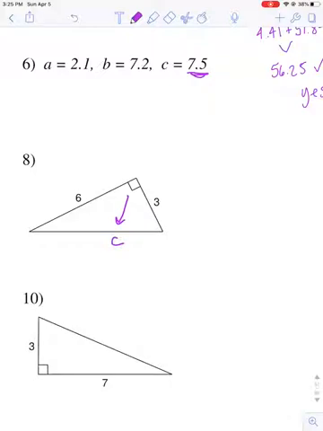So the side across from the right angle has to be side C. It doesn't matter if 6 or 3 is your A and B. It doesn't matter. So A squared plus B squared equals C squared. Since they're telling us it's a right angle, we are assuming that the Pythagorean theorem works. So we know that it will be equal because they told us it is a right angle. That's what allows us to use it to solve for the side. So it doesn't matter who's A and who's B.